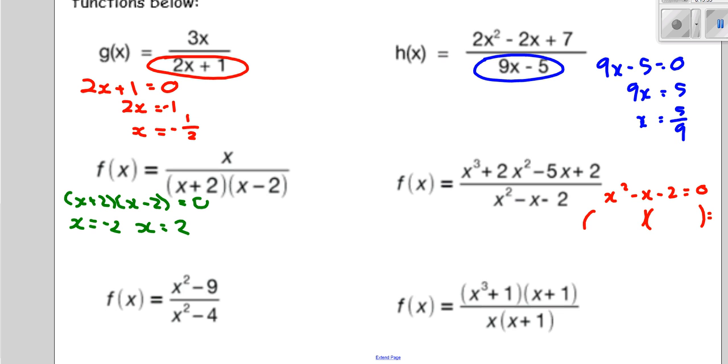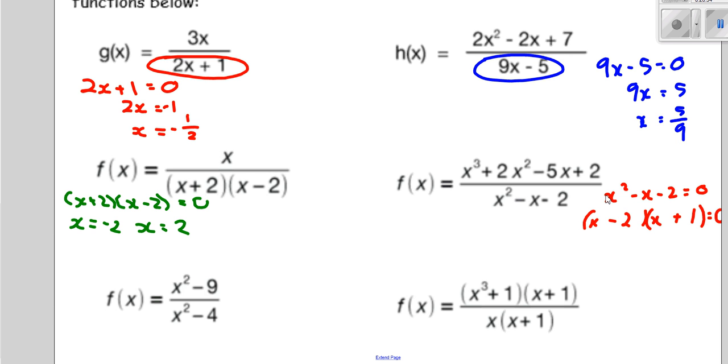This is where you get to practice your factoring. What adds to negative 1 and multiplies to negative 2? If we were to factor this quadratic, what would it be? Negative 2 and 1. That's right. Why negative 2 and positive 1? Because negative 2 times 1 is negative 2, and negative 2 plus 1 is negative 1.